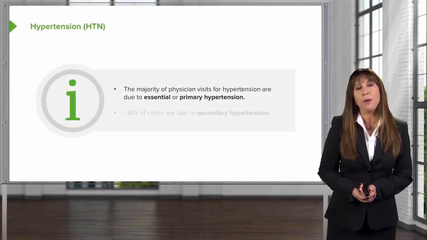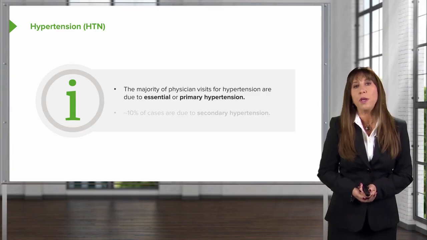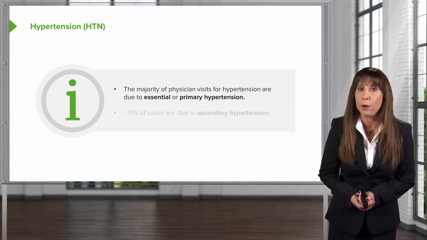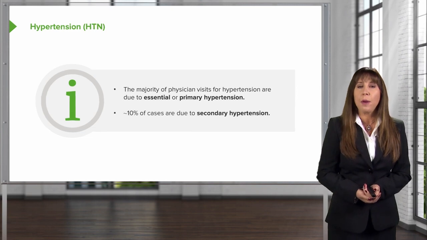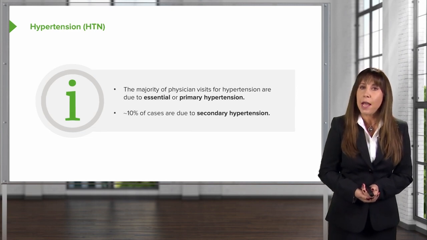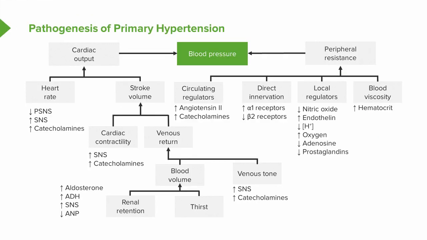When we think about hypertension, the majority of physician visits for hypertension are due to what we used to term essential or primary hypertension. But about 10% of those cases are actually due to secondary hypertension. The pathogenesis of primary hypertension is really multifactorial, and the purpose of this slide is not to have you memorize it, but to understand that there are so many different things that go into primary hypertension.